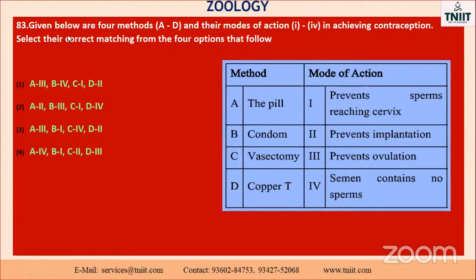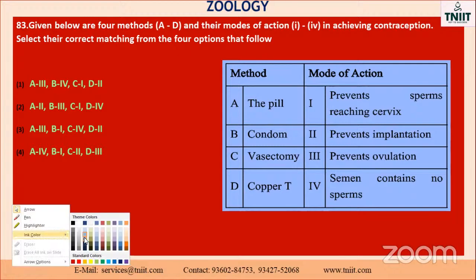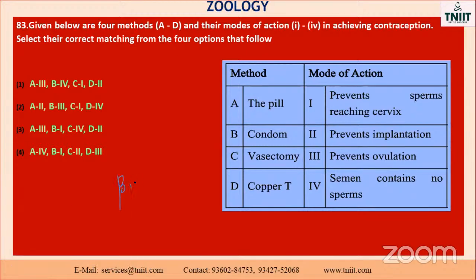So go to the next one. Given below are four methods, A to D, and their mode of action. They are the pills, vasectomy, copper T and so on. These are all birth control devices. How will it be?